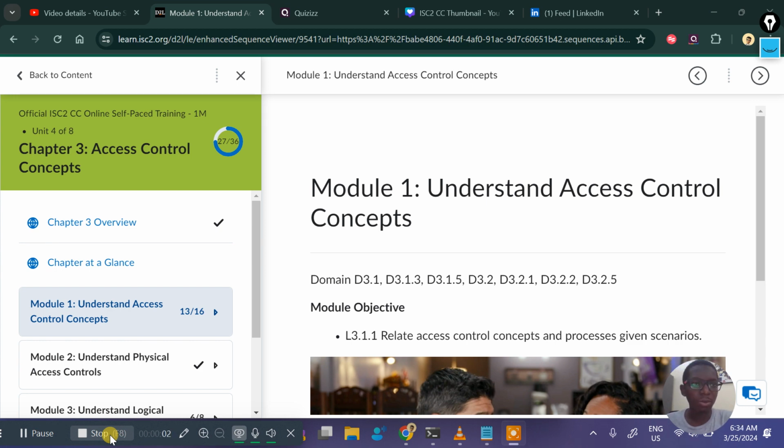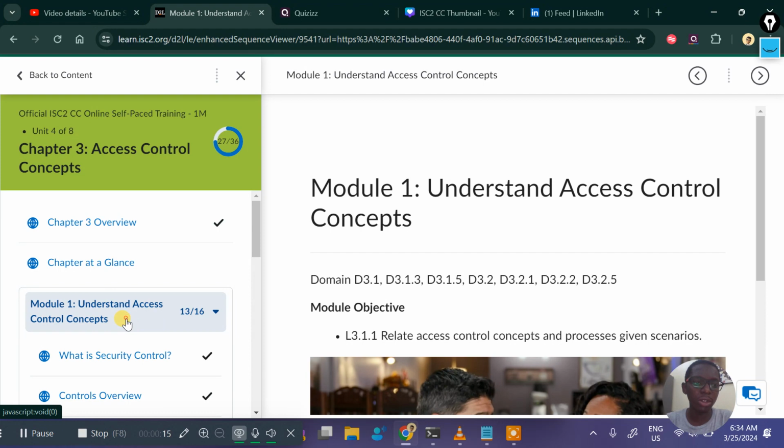All right, and welcome to chapter 3. This is chapter 3 of the ISC square. At this point, you are learning about access controls. So we are just going to go into it. There's so much information on it.